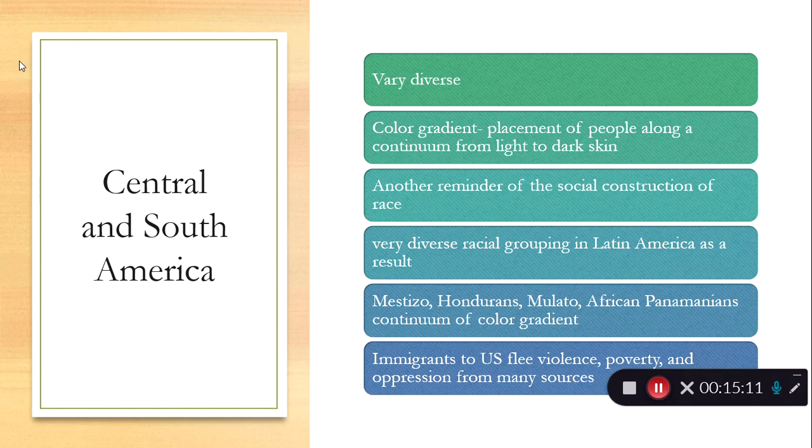All right, so really interesting stuff, okay? So mestizo, Hondurans, mulatto, African Panamanians, these are all races along the color gradient. And that's confusing, but look up some of those words and then you'll start to see race is Pandora's box of social construction, things that we have made up and continuously made up to account for diversity.